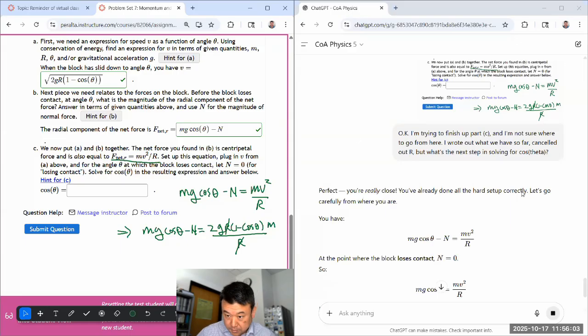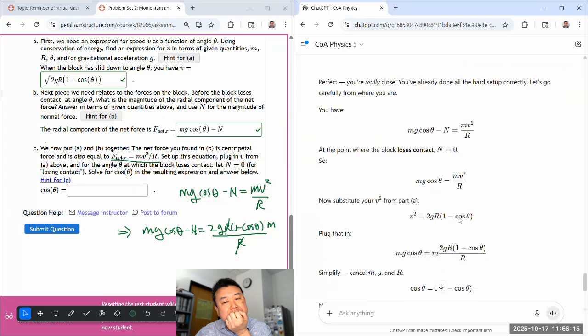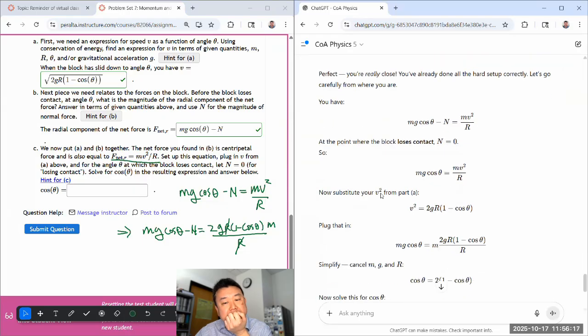So, really close, hard part set up correctly. Yeah. So it notes the part that I missed. But here it's not quite recognizing the steps that I've done. That's annoying because it's basically giving me what would have been an answer key.